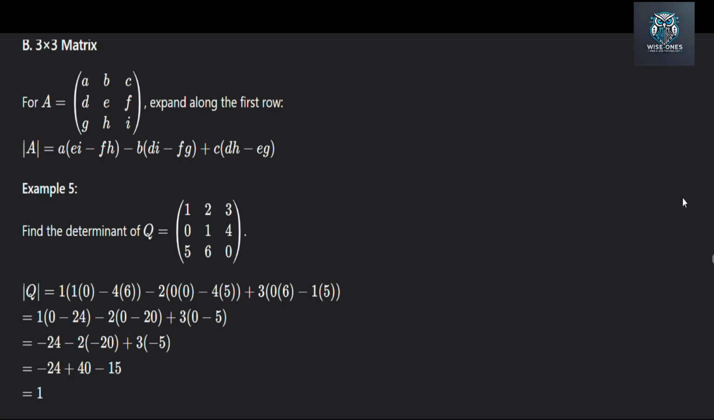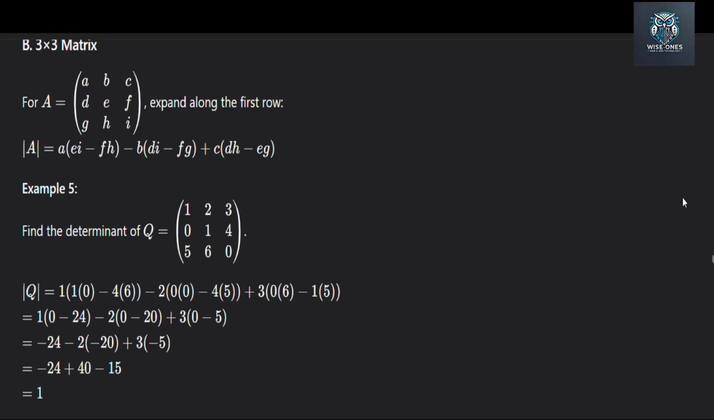Notice the signs, plus, minus, plus. This is very important. Do not forget the minus sign for the middle term. It is like a traffic light. Green, red, green. Go, stop, go. Let us look at example 5.